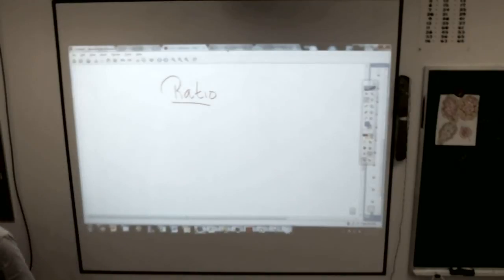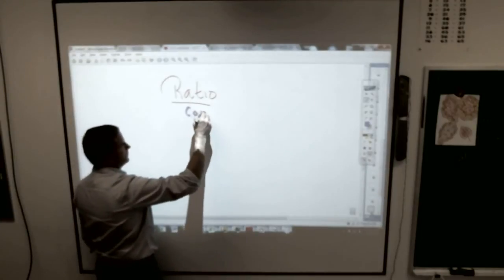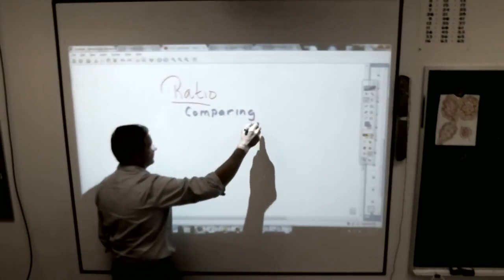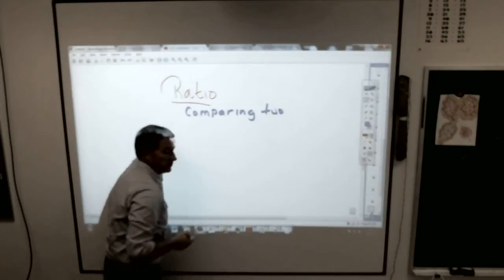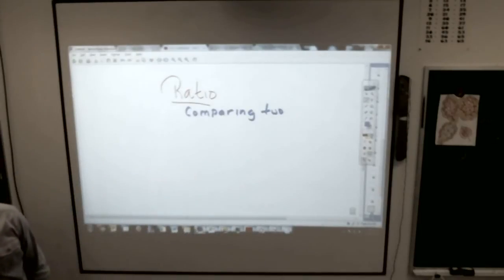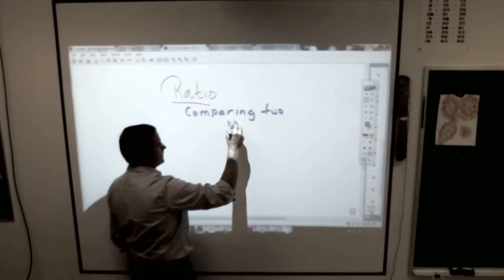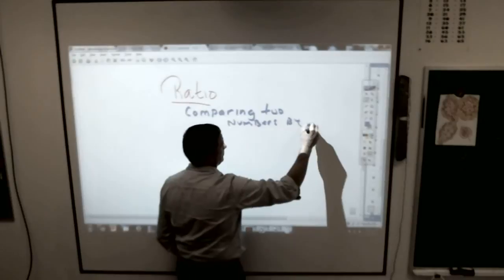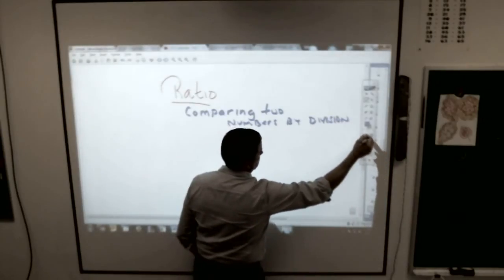A ratio is nothing more than comparing two numbers, or two measurements, two whatever units of measurement. What's the book say? Two numbers by division. It's really a fraction by division. I'll write this down and then we'll talk just a little bit more about it.